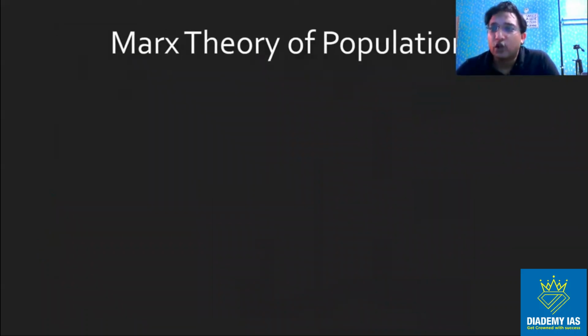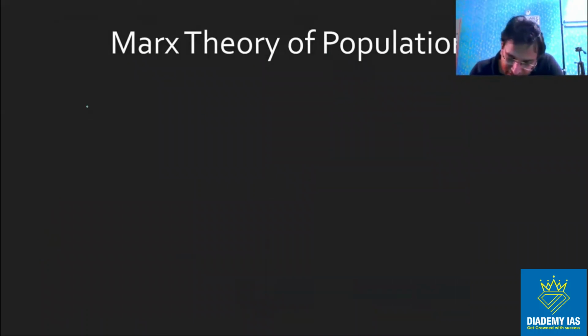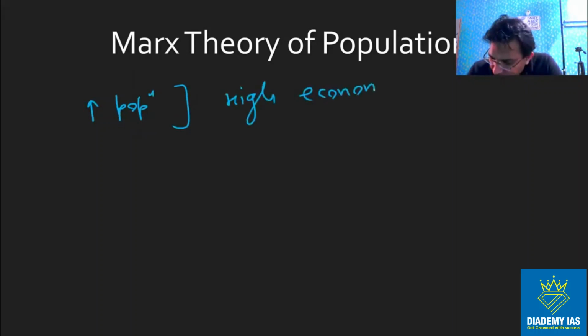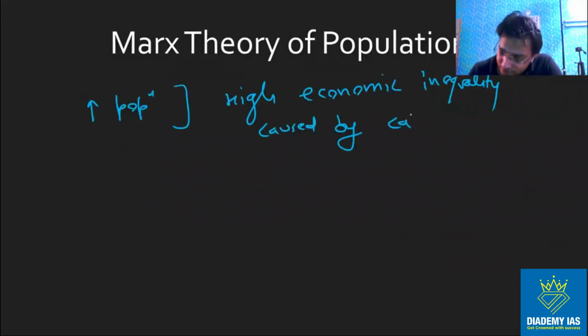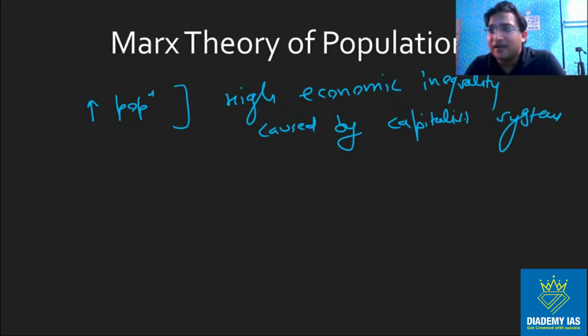The next theory is Marx's theory. So what does Marx's theory say? Marx's theory says that the high population is there because of high economic inequality caused by the capitalist system. So Marx was the critic of the capitalist system. He was opposed to the capitalist system.